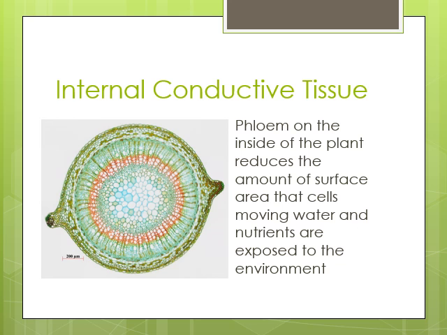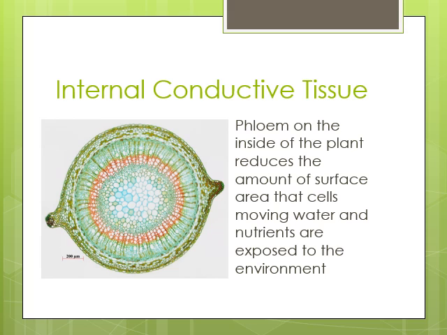And finally, you have internal conductive tissue. By the phloem being on the inside of the plant, that means that that water is not being exposed to external conditions. So water can keep flowing even if it's super hot out and the water would normally evaporate.